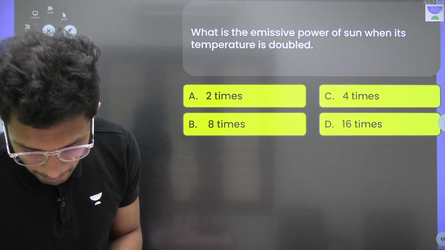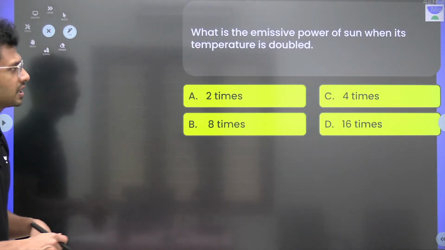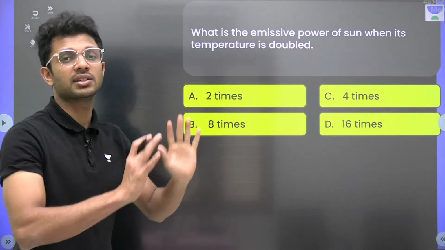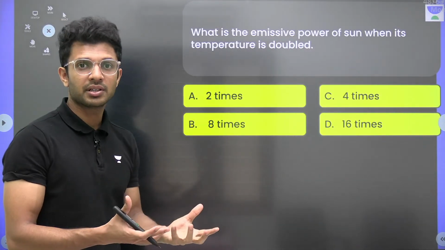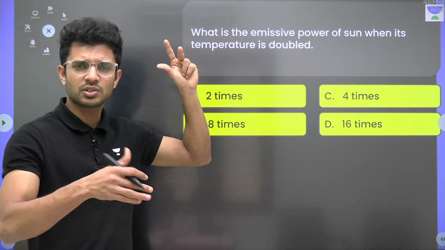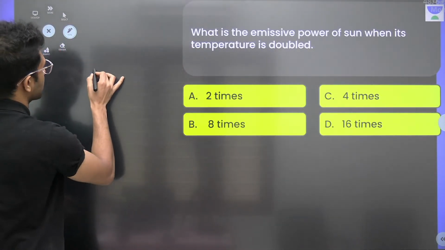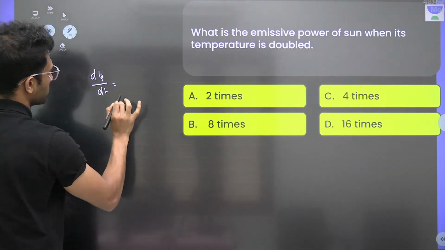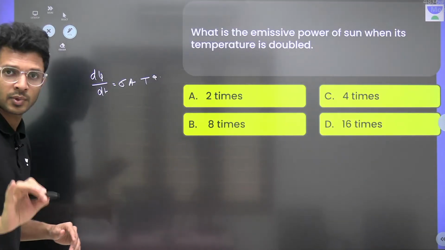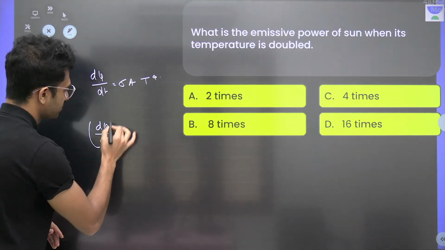See, 8 times. Okay, I'll write down. Now, when initially the sun was having a temperature of T itself, without considering the surrounding temperature, because we all know that the temperature of the sun is very high compared to the temperature of the surrounding. So temperature of surrounding we can actually neglect. So in that case, emissive power, which is dq by dt, will be equal to, formula is sigma A T raised to 4.